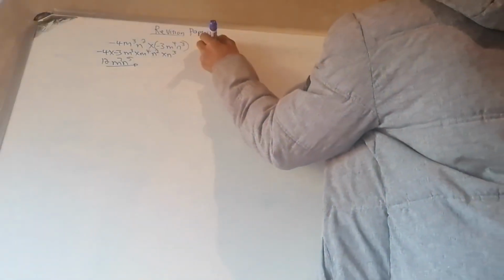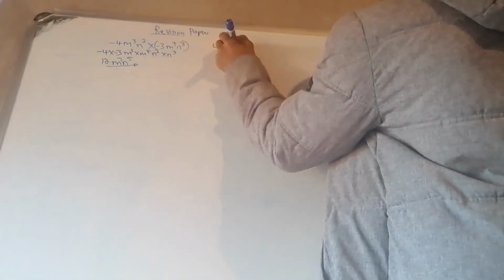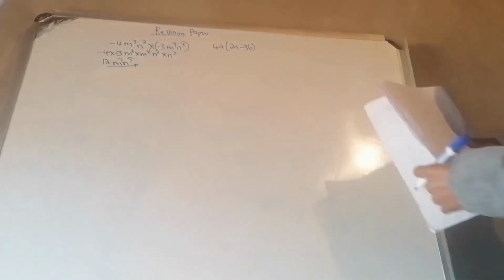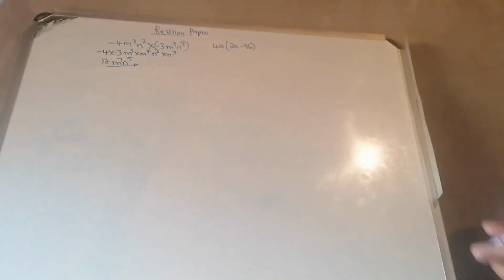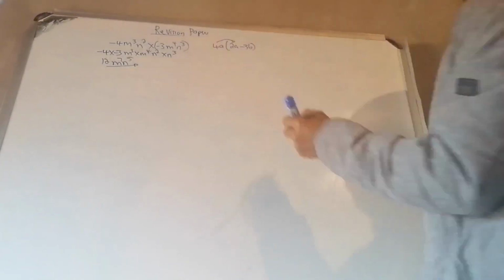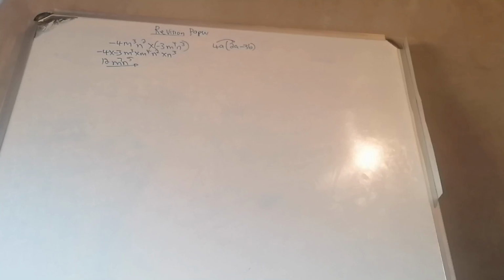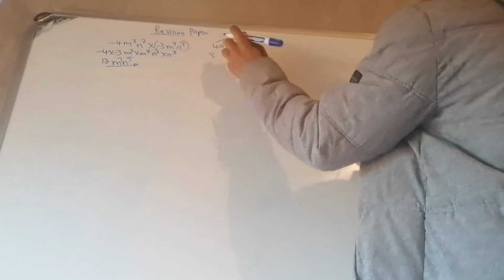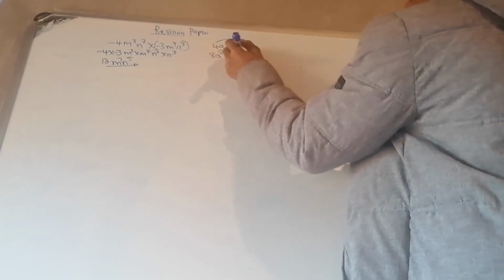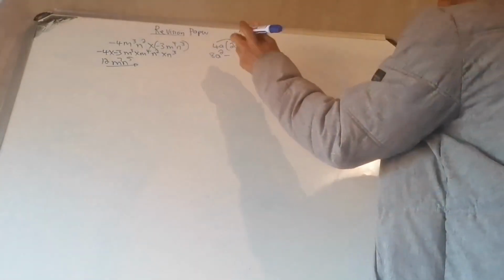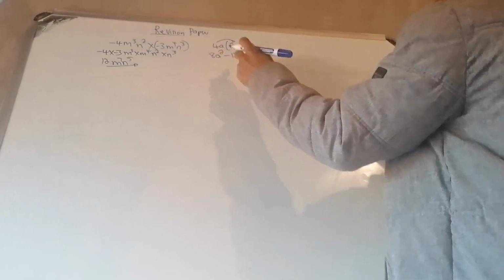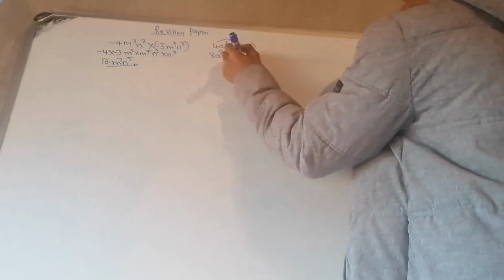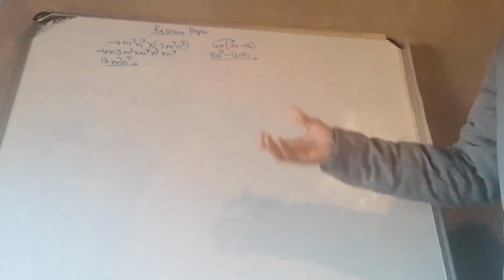Right, next 4a into 2a minus 3b. We must simplify it. Concentrate. 4 times 2 is 8a. A times a squared. Then minus 4 times 3 is 12. And then a times b is ab. And then you are done. Because we have unlike terms, you cannot add or even subtract.